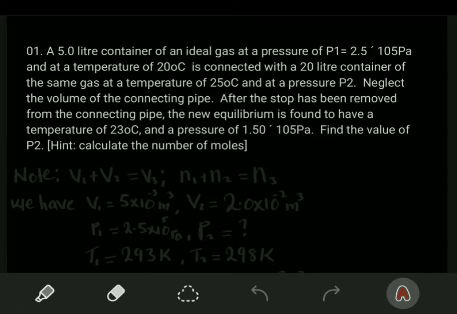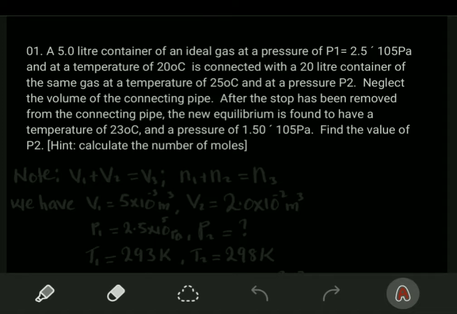So when you read this question, you are going to discover that you have two containers, each containing a particular volume of the gas at a given pressure and temperature. So when we neglect the connecting pipe, it's more like we are mixing. So it's like we are dealing with two gases. Though it is the same gas, I would like to consider this system as one of two different gases, and then you simply mix them.